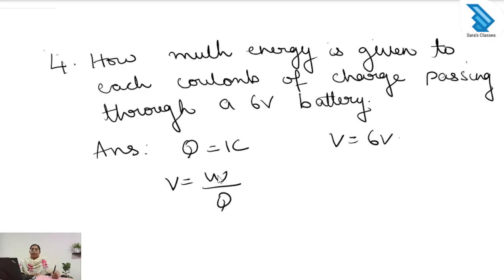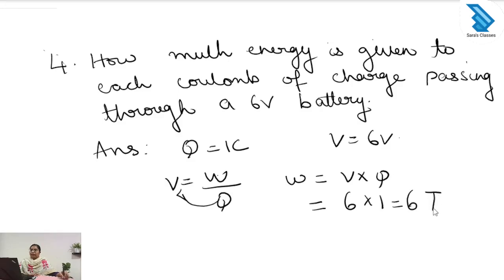We have to find the work done. So we have to cross multiply this. So what we get, W is equal to V into Q. What is the voltage given? The voltage is given as 6 volt and the charge is given as 1. So here the work done is equal to 6 and the unit of the work done is joule. So here the work done is equal to 6 joule. So we can go to the next problem.